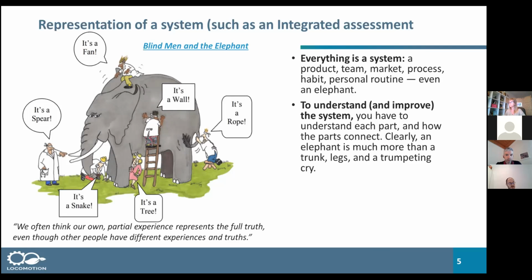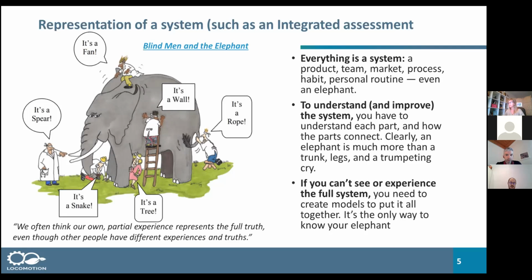So we need to understand the system and how different parts connect together. So how the leg is connected to the trunk. Well, we could compare the leg to an economic model, and the head to the environmental module, for instance. So how they connect together, and to understand well each part. And if you can't see or experience the full system, you need to create models to put it together. And it's the only way you can know your elephant or your system.